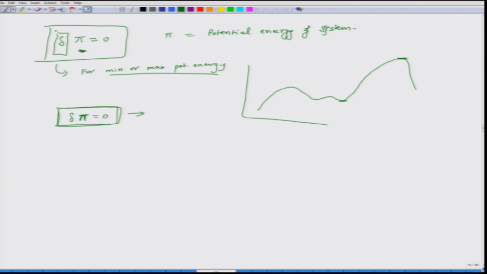Okay. So, this is the condition for equilibrium for solid mechanics problems which are conservative in nature. Okay. So, if some heat is getting dissipated and all that, then maybe this may not be exactly true.